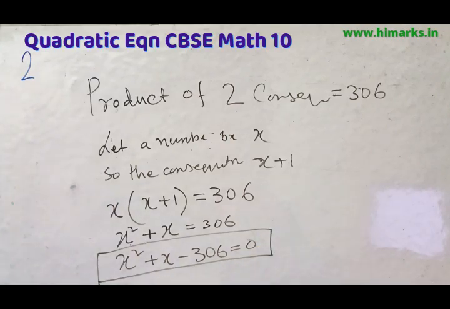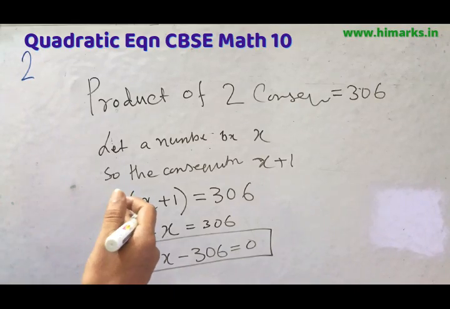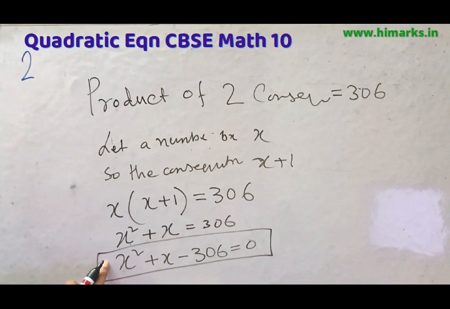Okay, so that we need to solve. In this question they only asked to form the equation. So this is the equation: two consecutive numbers, product is 306. So this is the answer.